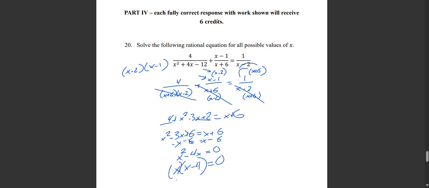And then it's got 2 factors, x equals 0 or x equals 4. And then you just got to check for imposters. I'm going to cut the video there.